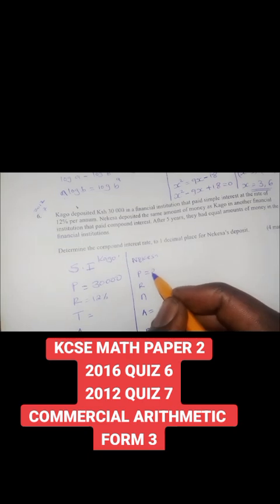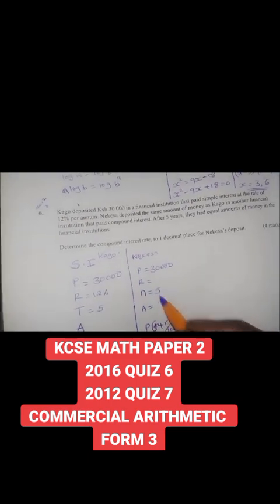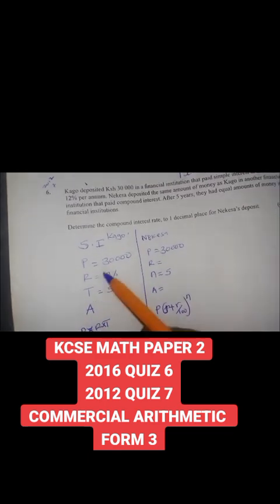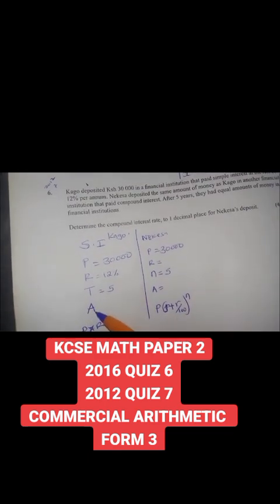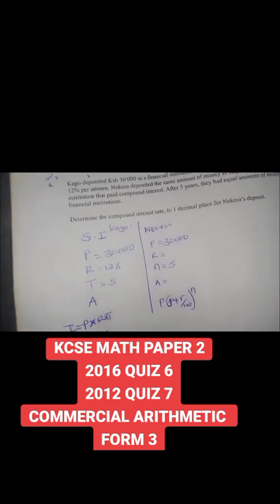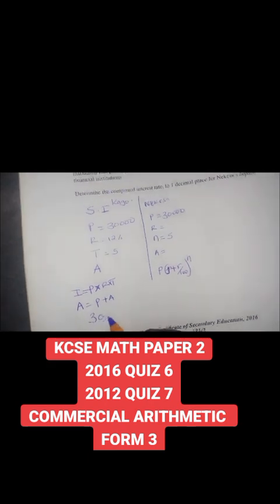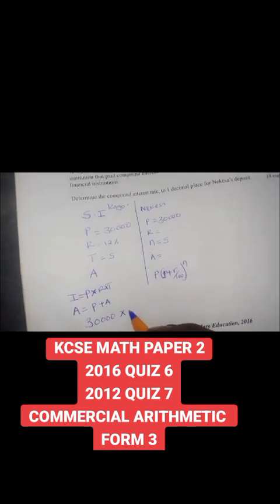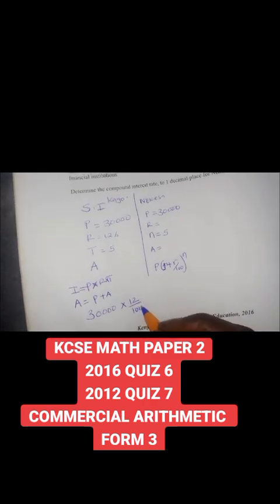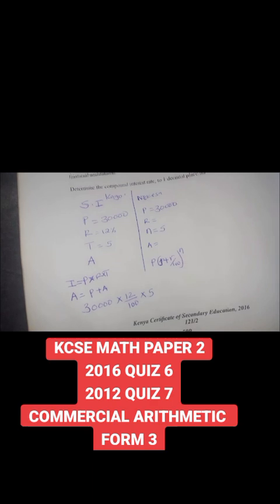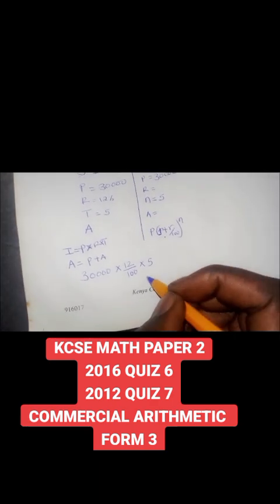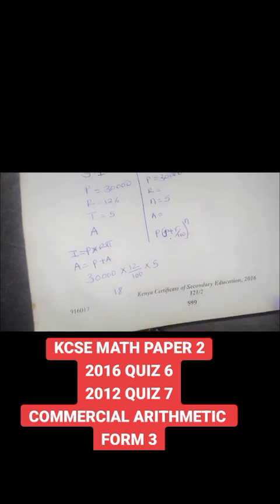So we continue. The principal is the same amount, you can see. The rate here we don't have. The number of years, time, it is 5. So because under simple interest we have everything, we can find the total amount under simple interest. So that will be principal, which is 30,000, times the rate, which is 12, because it is in percentage, times time, it is 5. So by working, we are going to have the interest as 18,000.